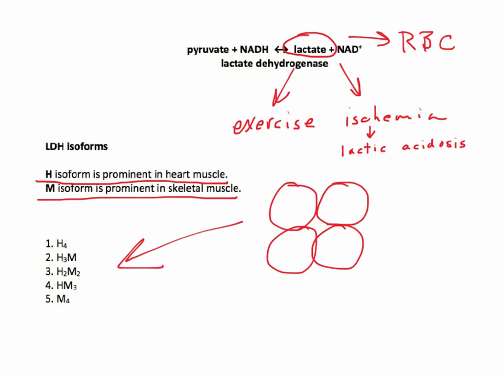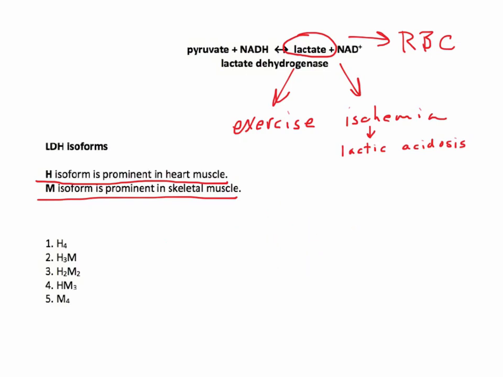LDH is released from cells when there's tissue damage, and the identification of the isoforms in serum by electrophoresis is a tool that will help to identify if there is tissue damage and the source of the damage. For example, elevation of the H4 form in serum indicates the presence of myocardial infarction, since heart tissue damage releases mostly the H4 form of lactate dehydrogenase.